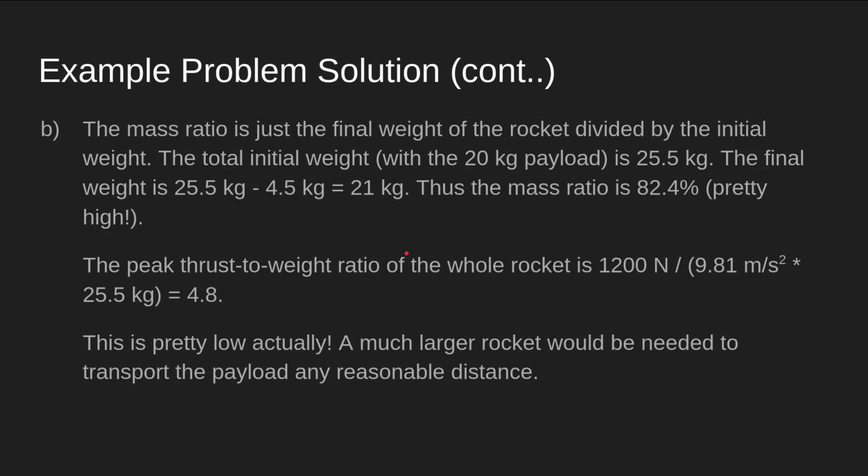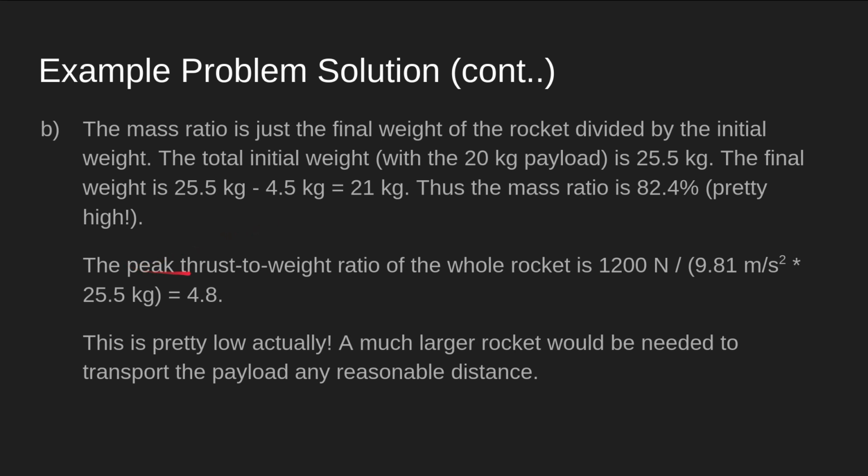Now let's look at part B with the payload. So the mass ratio is just the final weight of the rocket divided by the initial weight. So the total initial weight of the rocket with the 20 kilogram payload is 25.5 kilograms, and the final weight is 25.5 minus the weight of the propellant, which gets expended during flight, and you're left with 21 kilograms. Thus, the mass ratio is just 82.4%, which is actually pretty high. You have a huge amount of mass for just a tiny bit of propellant, like 17.6%. So that's kind of concerning.